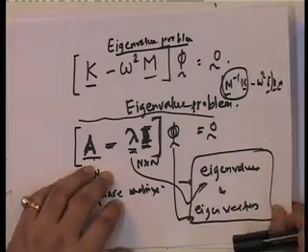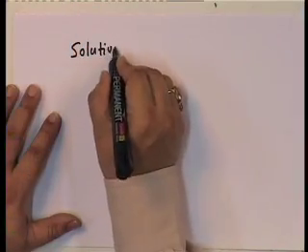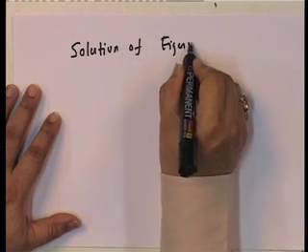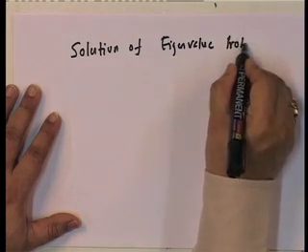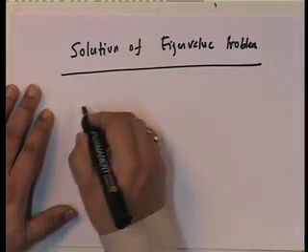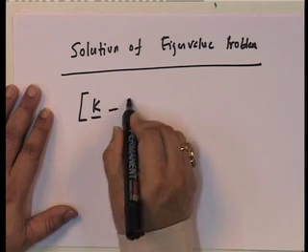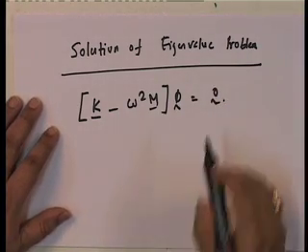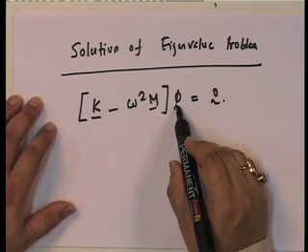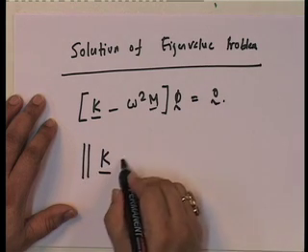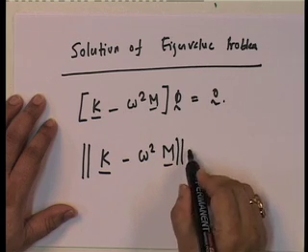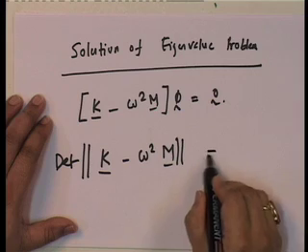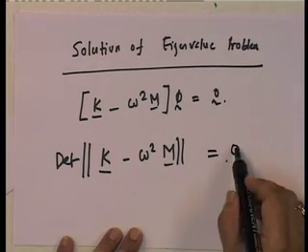Now, how do we solve this eigenvalue problem? Well, let us look at it. I am going to just put down the procedure. Solution of eigenvalue problem. So, what do we have? We have the eigenvalue problem is this problem. Now, for this to be valid, since phi is non-zero, it implies that k minus omega squared m, the determinant, is equal to 0. Determinant is a scalar, so that is equal to 0.